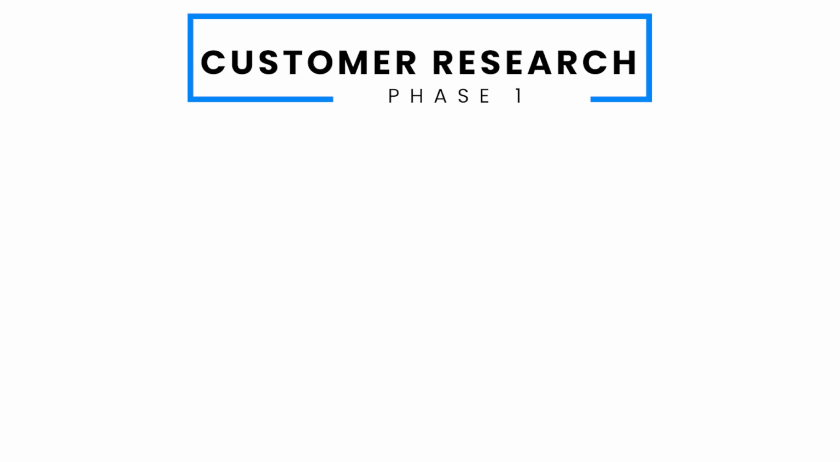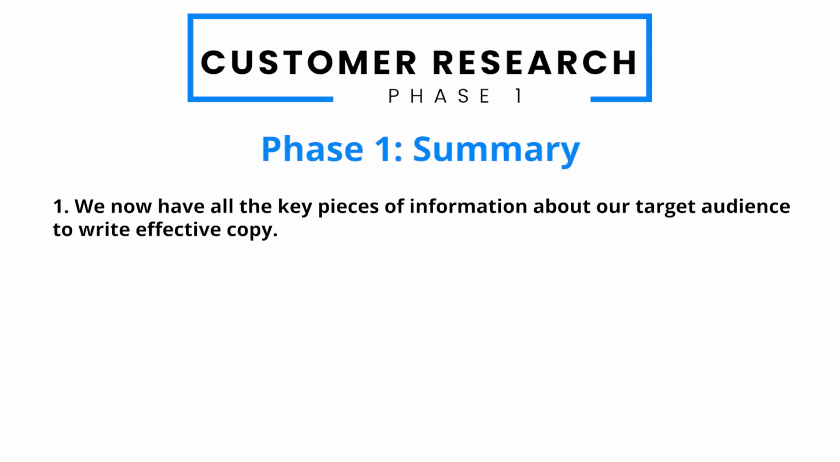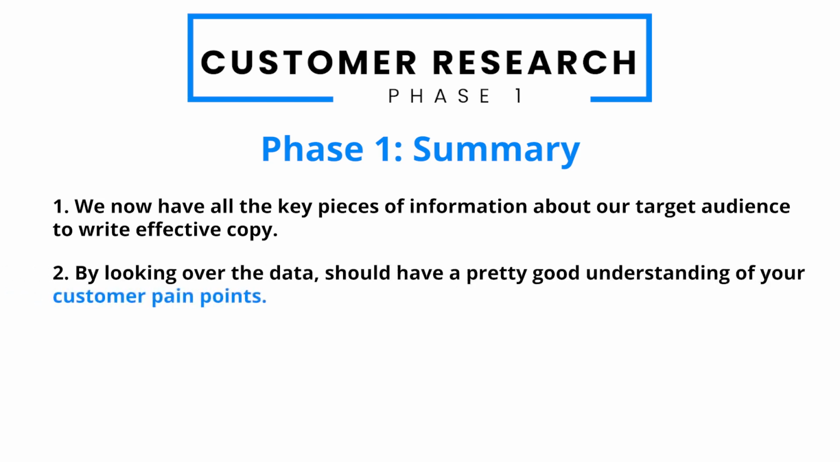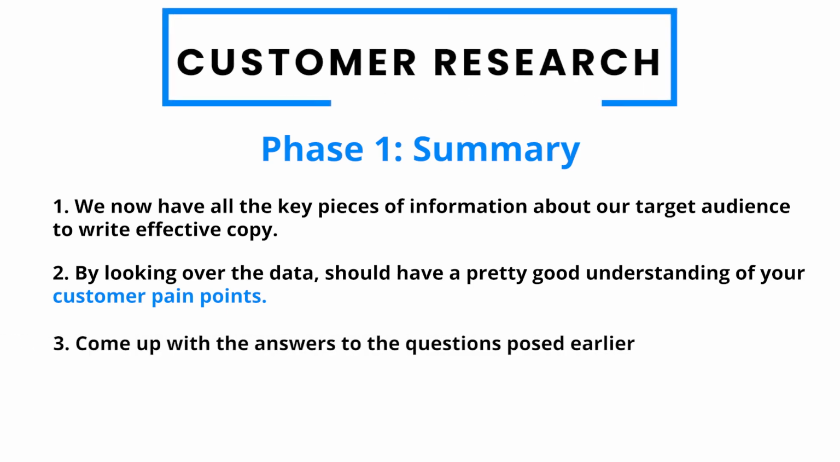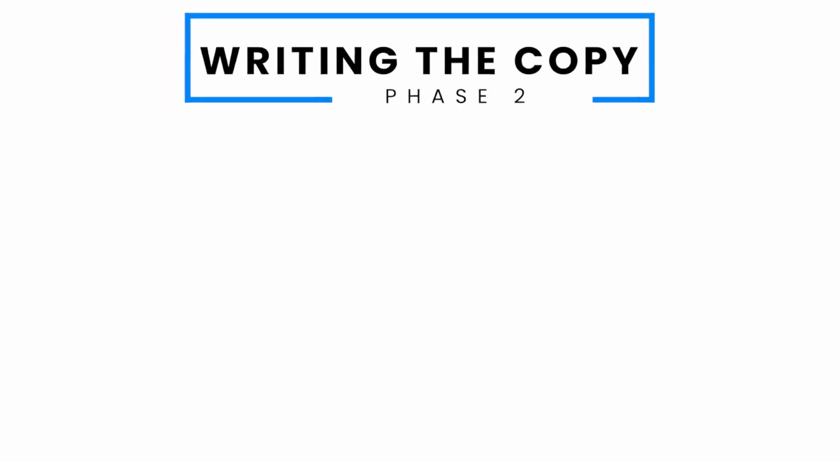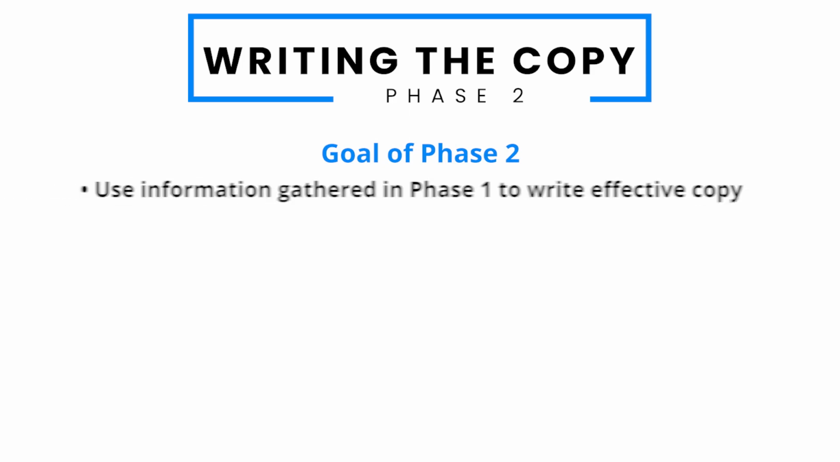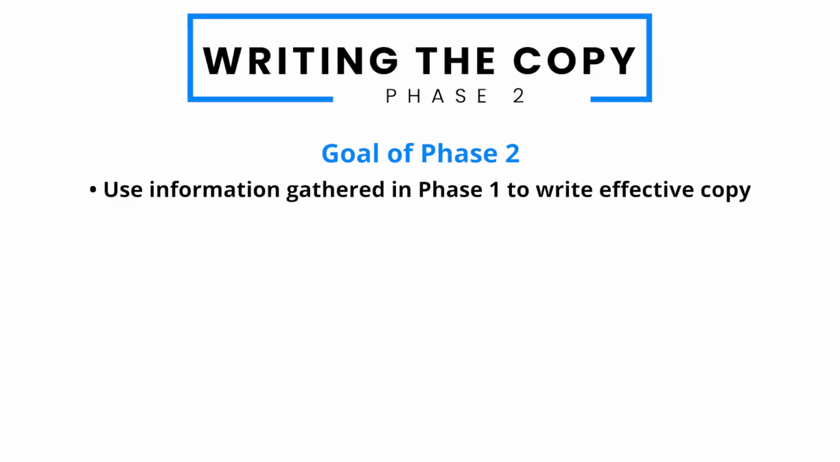Alright, so to wrap things up, we now have all the key pieces of information that we need about our target audience to write effective copy. By looking over the data that you just wrote, you should have a pretty good understanding of your customer pain points and should have come up with the answers to the questions posed earlier. You're now ready for Phase 2. In Phase 2, we're going to be writing the actual copy. The goal of Phase 2 is to use the information gathered in Phase 1 to write effective copy.